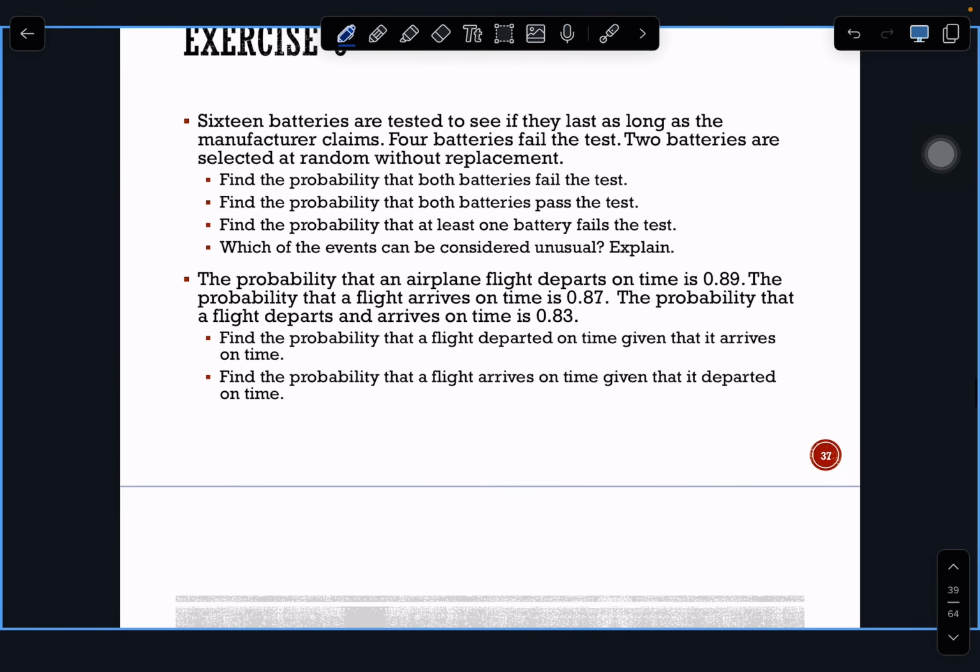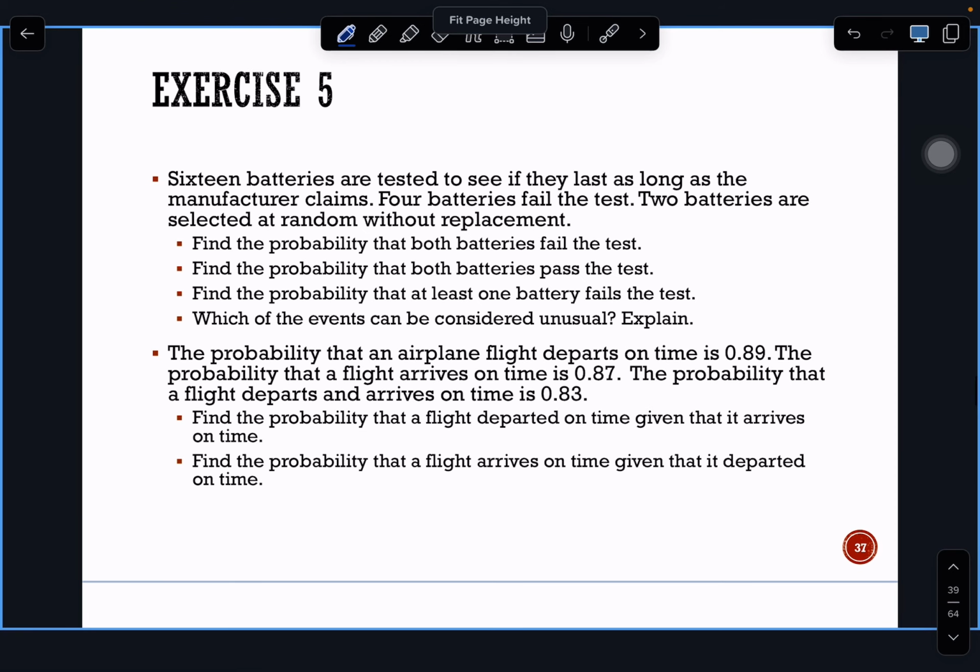Alright, exercise 5 here. What is this about? 16 batteries are tested to see if they last as long as the manufacturer claims. 4 batteries fail the test. 2 batteries are selected without replacement. Depart on time, arrive on time.